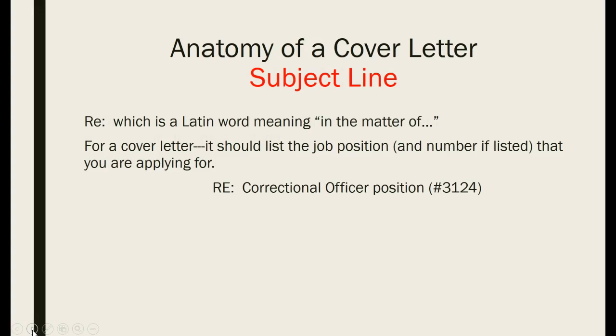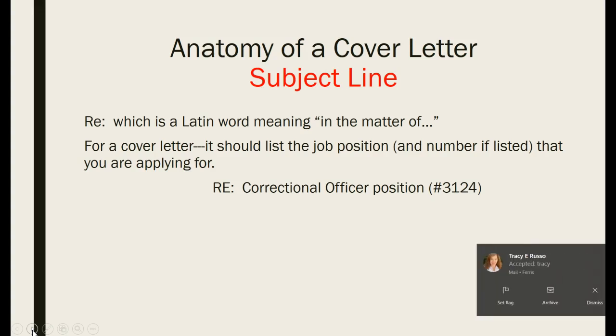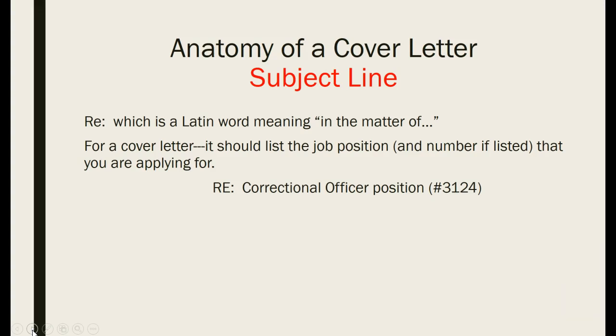Next is the subject line, which is designated by RE, which is Latin meaning in the matter of. For a cover letter, you ultimately put the position name and the position number. So as the example shows, correctional officer position number 3124.